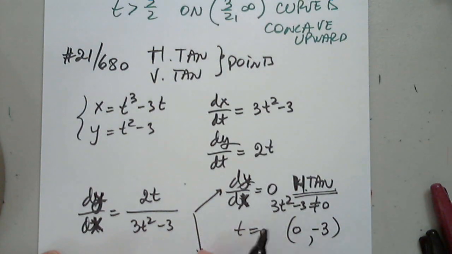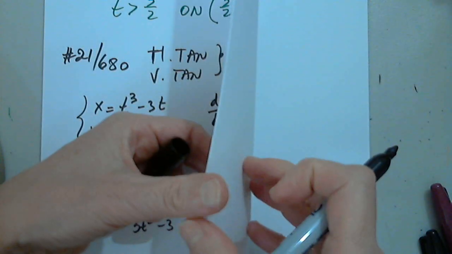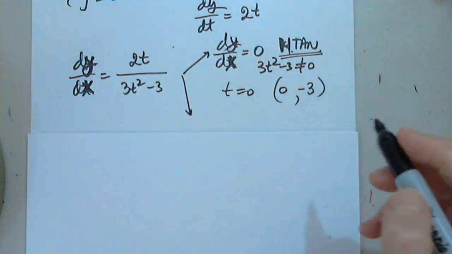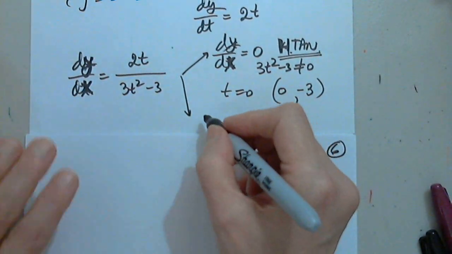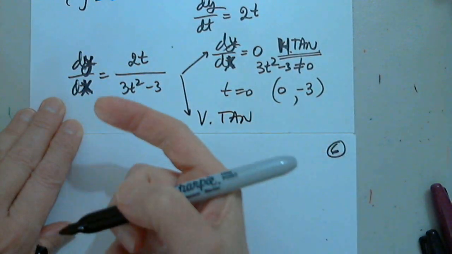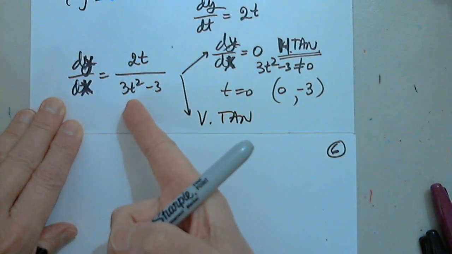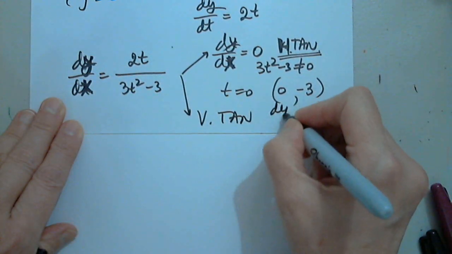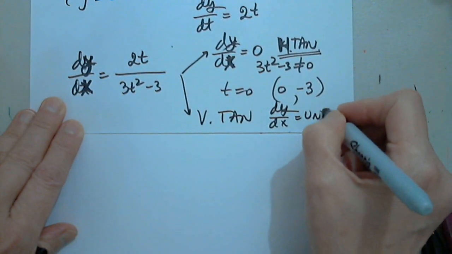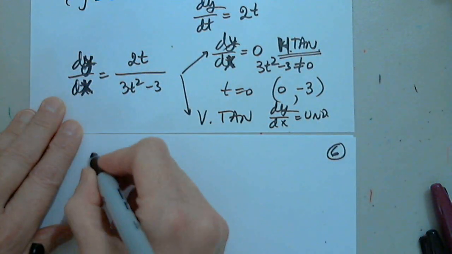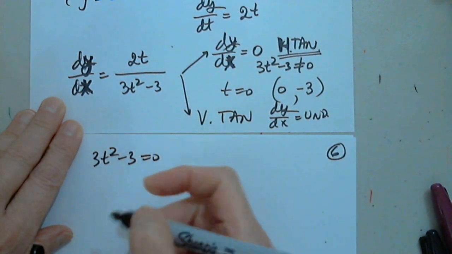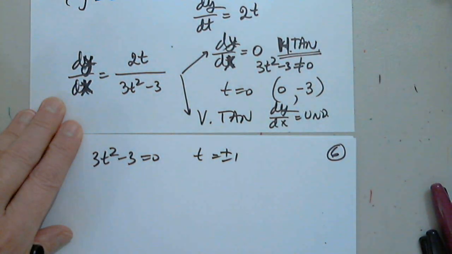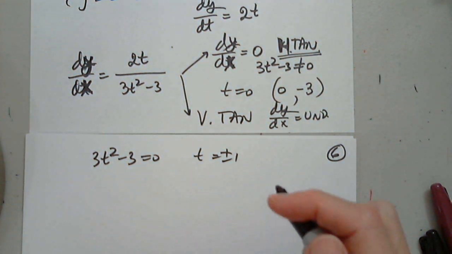Okay, now on the next page for vertical tangent. Vertical tangent is when the denominator is 0. So for the vertical tangent, this fraction is undefined. So dy over dx is undefined. When is it undefined? When 3t squared minus 3 is 0. And of course, we know that t equals plus or minus 1. I subtract and take the square root or factor.